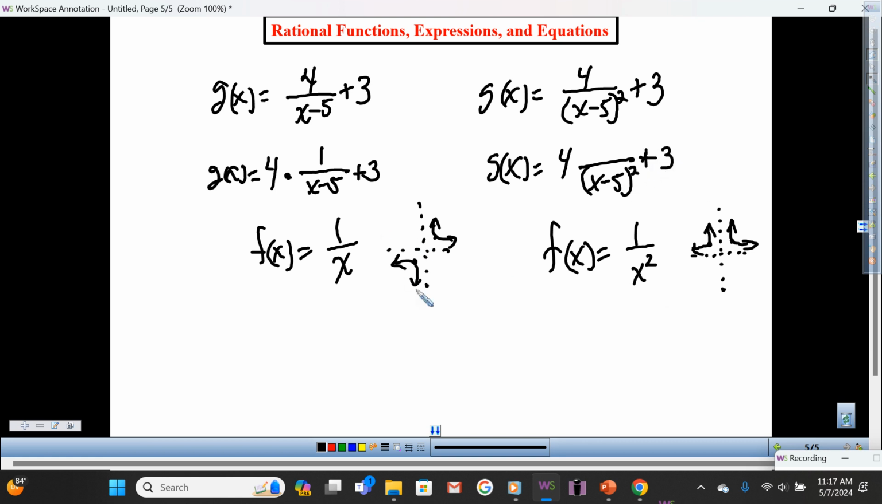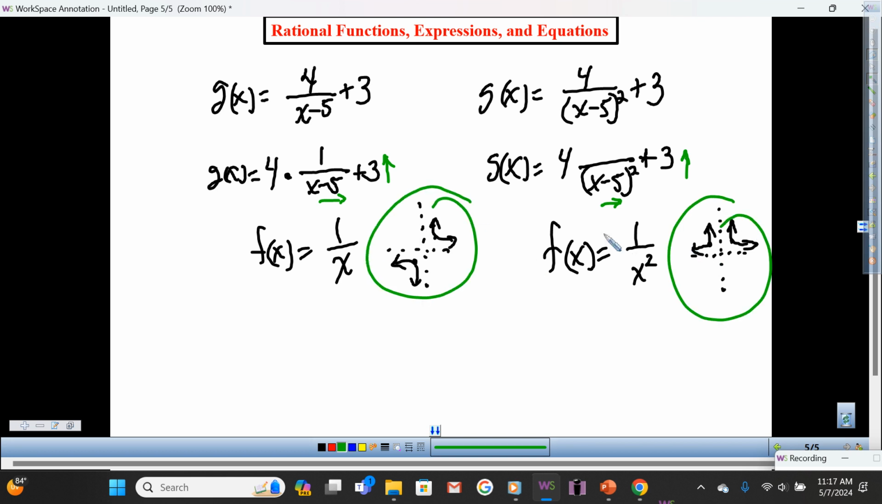Tell your neighbor where it's going to move the parent function according to h and k. Where would it move? All right, looks like Ryland's got it. Where are we moving it to, Ryland? 5 to the right and up 3. 5 to the right and up 3. Doesn't matter which one it is. It's either this one or this one. They're both being moved by those.